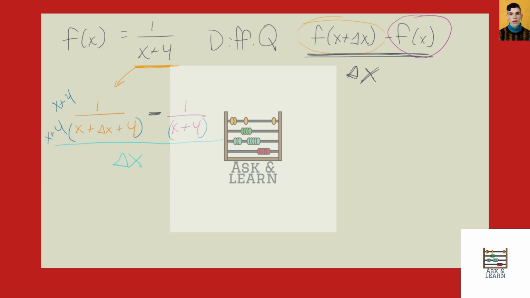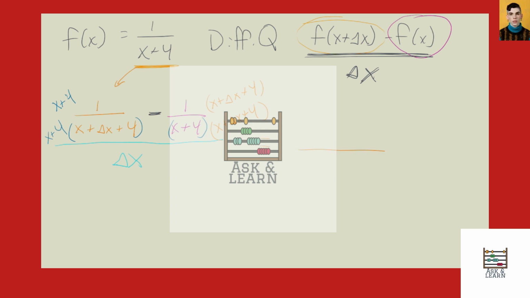And then for the purple guy, I'm going to multiply the top and the bottom by x plus delta x plus 4, on the bottom and on the top.